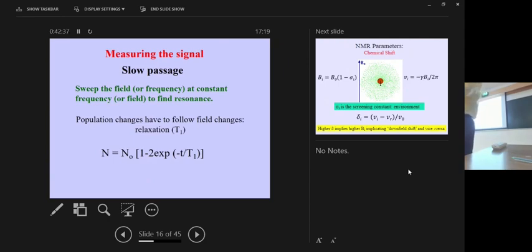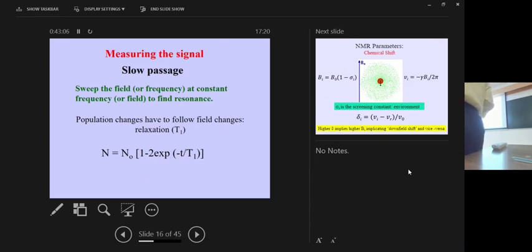And this is determined by a certain time constant known as T1. This is called the spin lattice relaxation time. And this is the way it will approach the equilibrium value. N0 is the equilibrium value, whatever it has to reach, and this is the time. If time t is equal to infinity, then of course this term goes to 0 and you have n equal to n0.